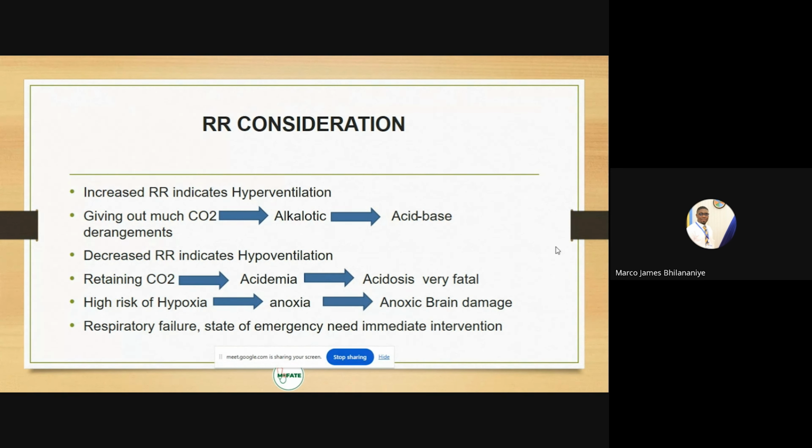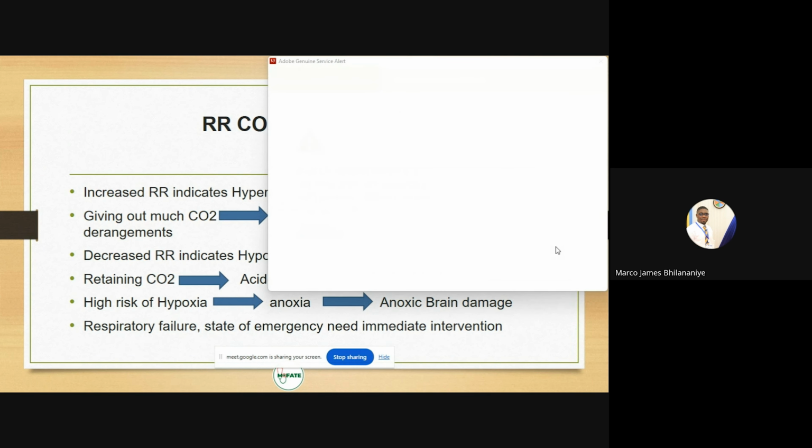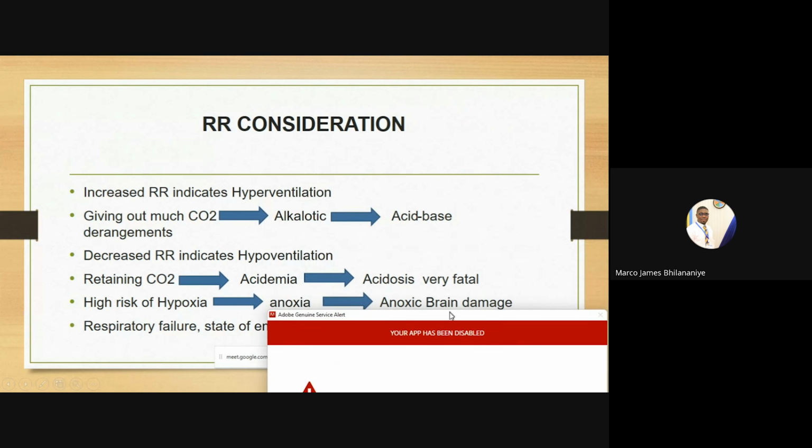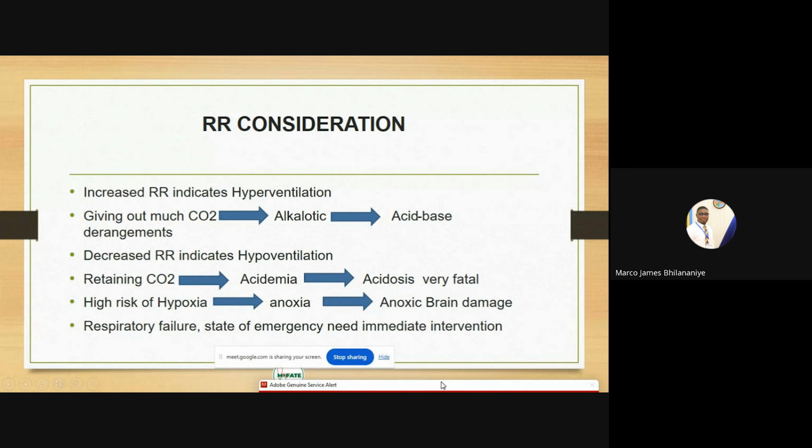So, RR consideration: whenever you increase the RR, it indicates hyperventilation, meaning that you are giving out too much carbon dioxide, so you get into an alkalotic state, an acid-base derangement. Whenever you decrease your RR, you are hypoventilating, retaining carbon dioxide, and you end up in acidemia. The acidosis is very fatal and can cause cardiac arrest immediately. The risk is hypoxia, leading to anoxia and anoxic brain damage. So respiratory failure is a state of emergency and needs immediate intervention.